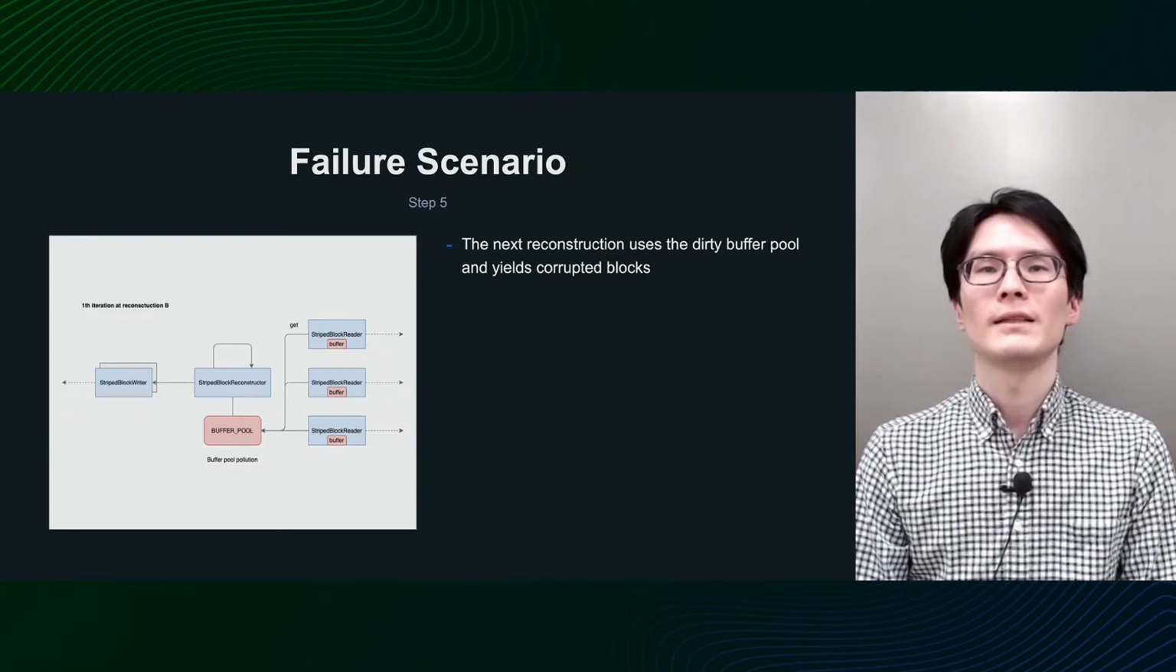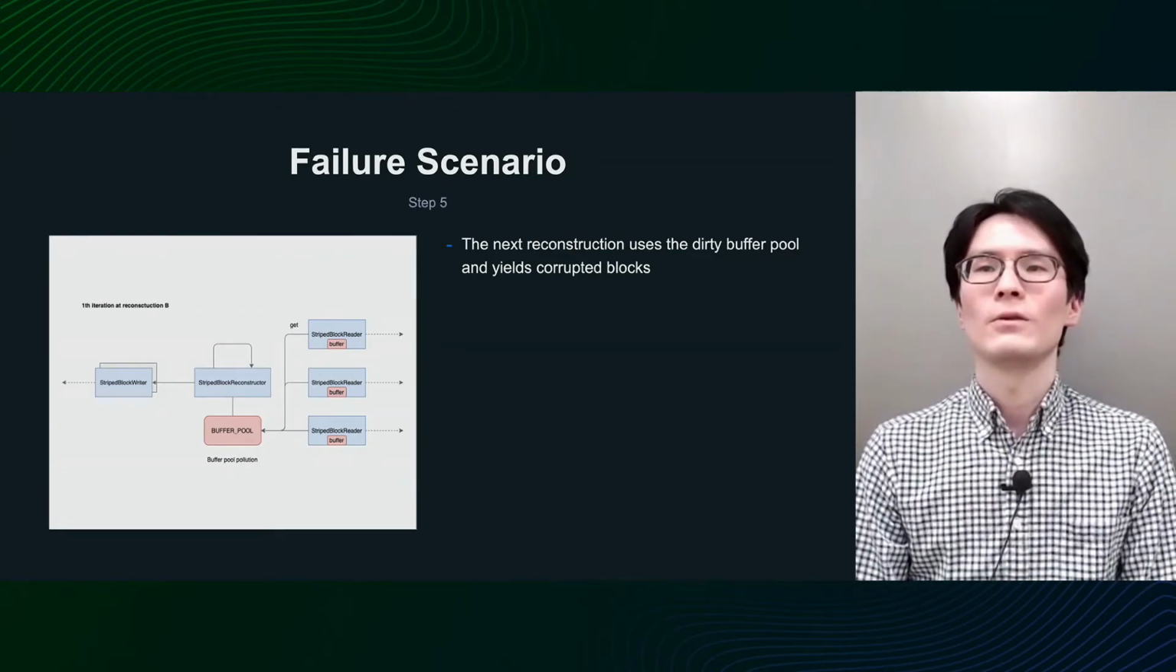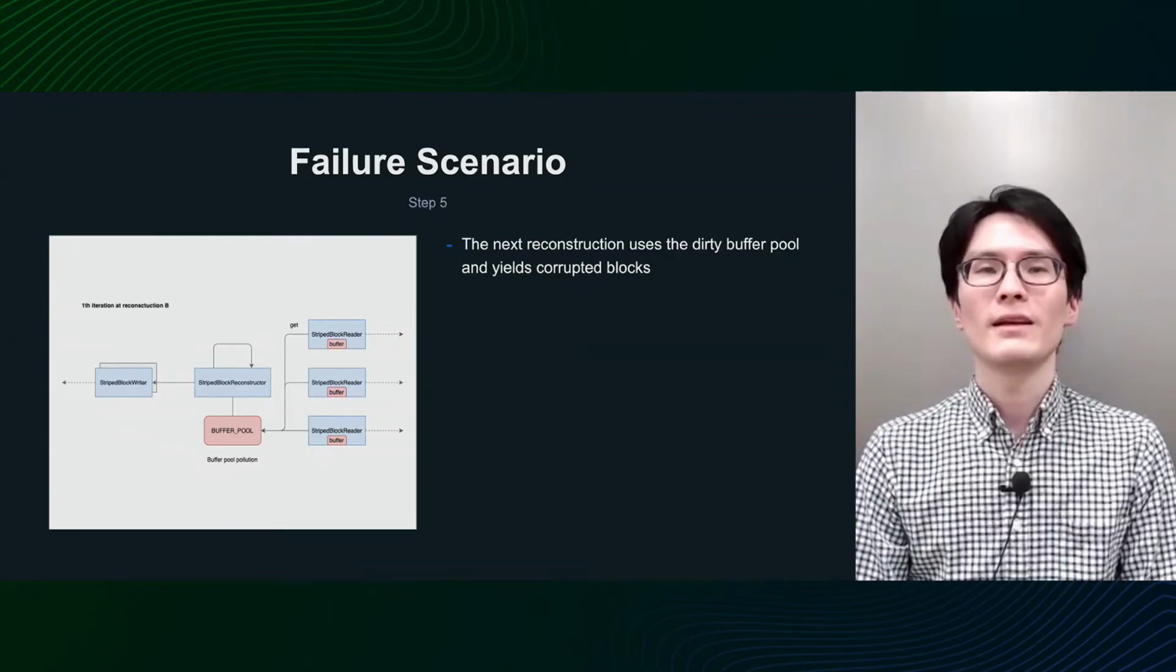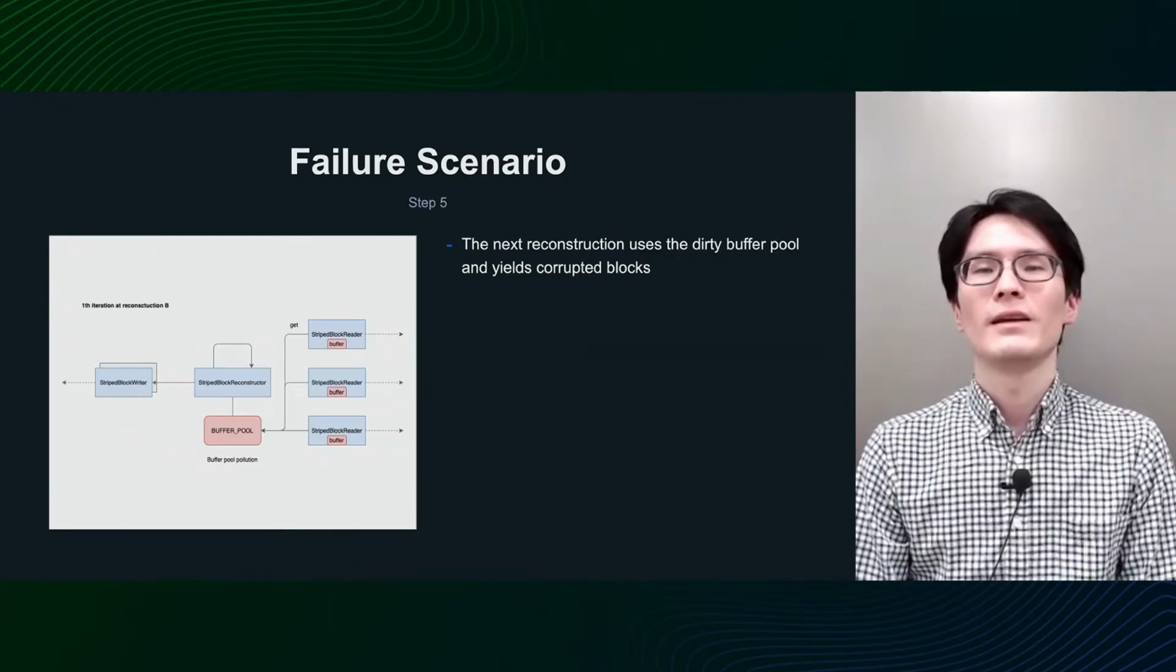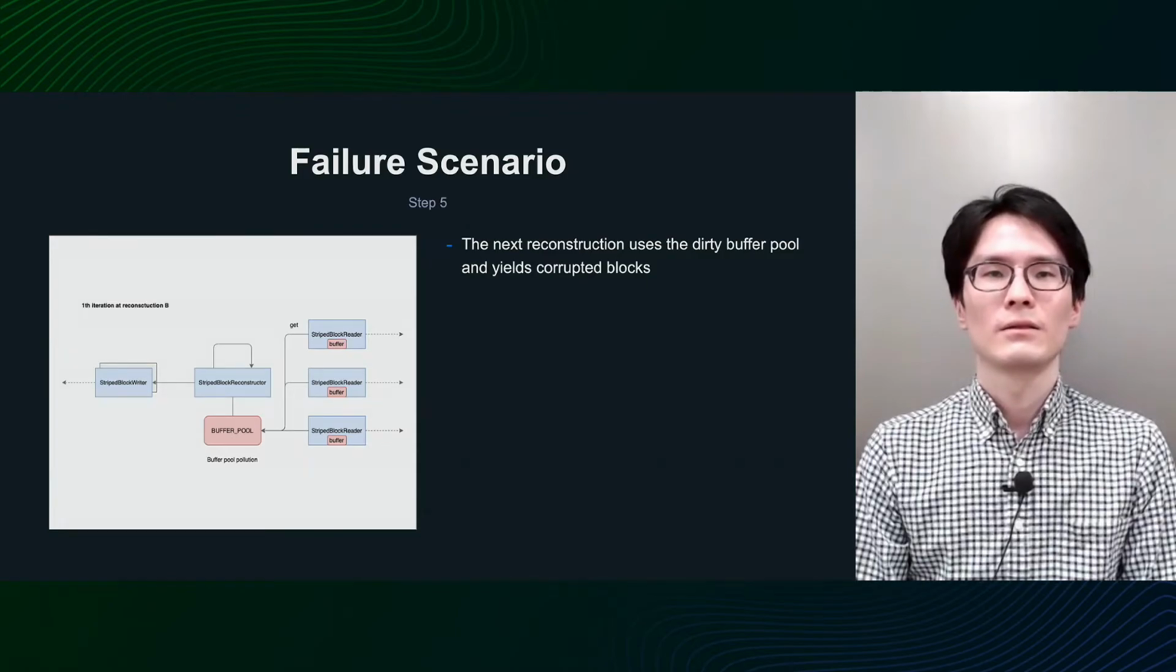Since the buffer pool is defined statically, in the next reconstruction, probably of another block, another striped block reconstructor will use the tainted buffer pool to perform the reconstruction, resulting in the creation of a broken block. This is a scenario in which a corrupt block is created due to a tainted buffer pool.